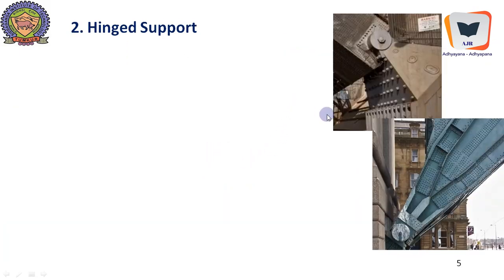Hinged support is the next one, and hinged support is used at the other end of the beam. If in a beam there are two extremities, one of the extremities must be a roller support, the other extremity must be a hinged support. Hinged support will look like this. The entire structure can rotate with respect to this hinge.